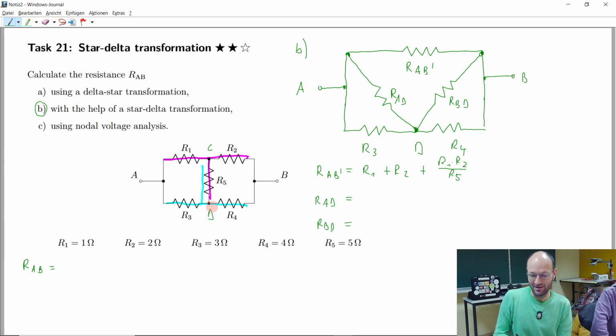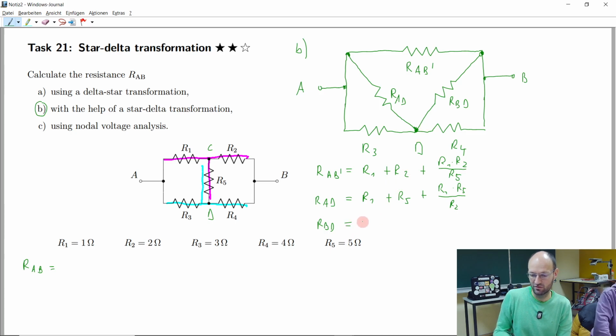Okay, so then we can continue with this ARD that connects A and D. So we need to check, what is connected to A? This is once again R1. What is connected to D is R5. And then we need to have the product R1 multiplied with R5 and divided by the other resistor, which is R2. And then the remaining resistance is this one here that connects B and D.